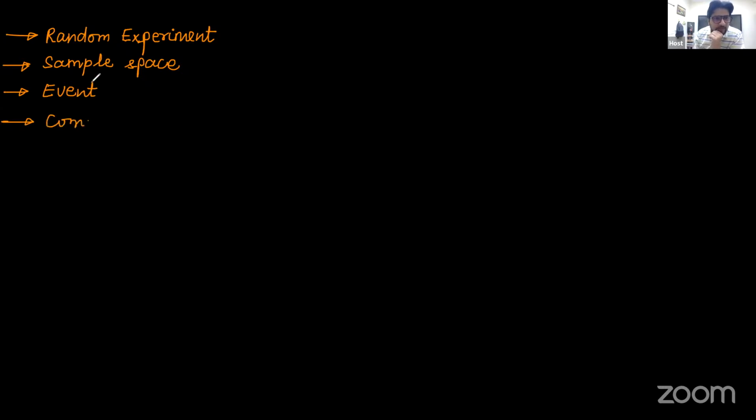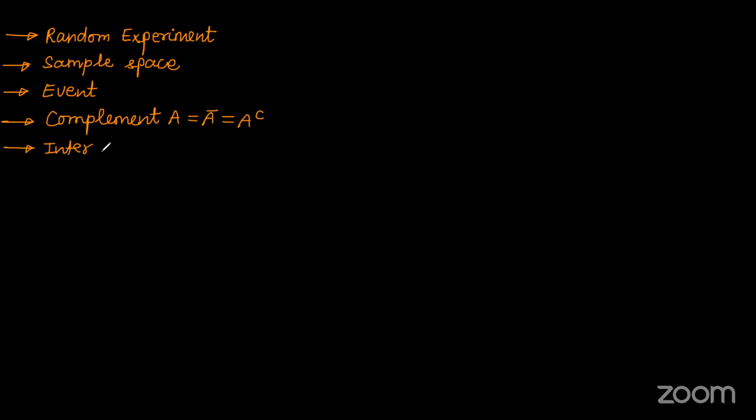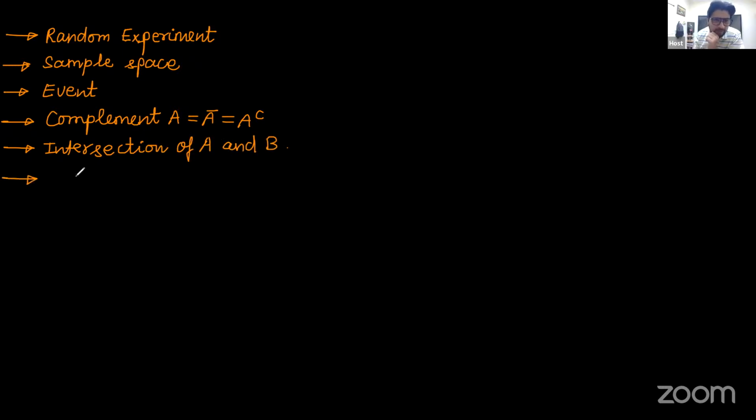What is the complement of a set? A set that does not belong to A. Complement of A is everything that does not belong to A. Perfect. And what is the intersection of two sets? Common part of A and B. Intersection of A and B is the collection of common elements of A and B.